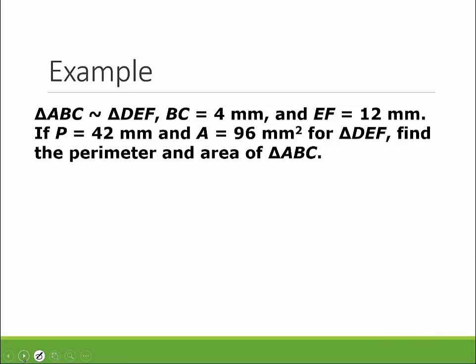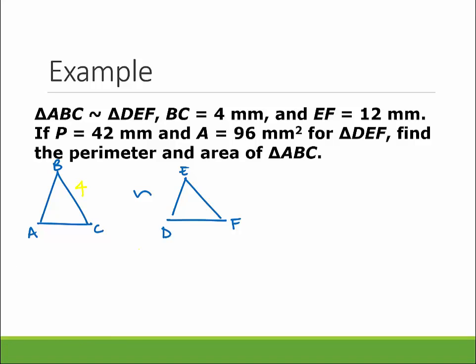So here's another one. ABC and DEF are similar, and then they tell us all these measurements. I'm going to draw myself a picture. So ABC is similar to DEF. We'll draw them in the same order. From B to C, they tell us is 4. From E to F, they tell us is 12. And then they tell us the perimeter for this one is 42, and the area is 96. We have to find the perimeter and area for ABC.